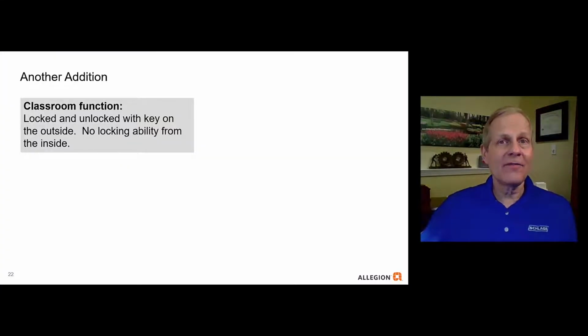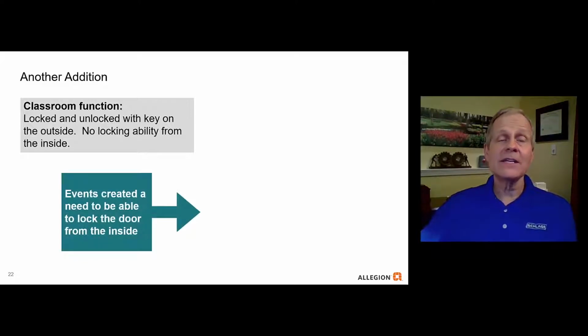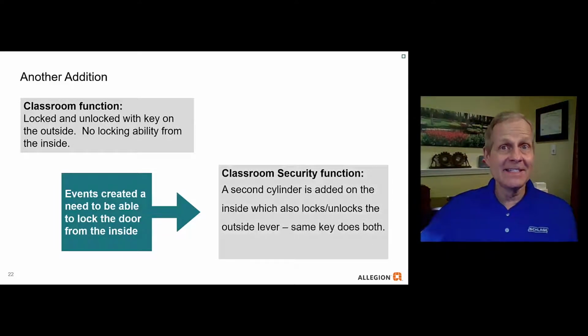Now, another fairly recent addition to the classroom function, remember that's the one that has a key on the outside. Key on the outside locks and unlocks the outside lever. No push button on the inside. This has to be locked from the outside using a key. The problem is caused if there is a need to lock the door from the inside, and that would be in the case of an active shooter situation in a school. We want to give teachers the ability to lock the door from the inside.